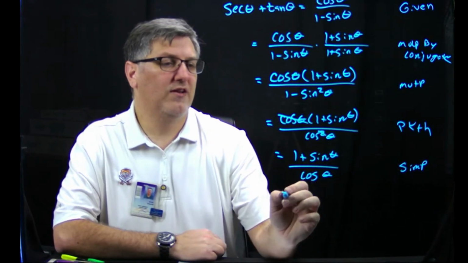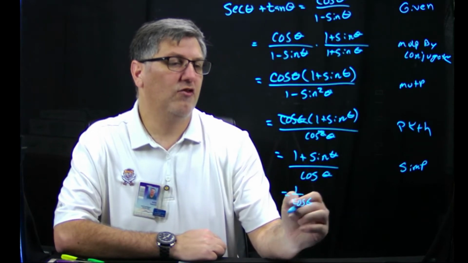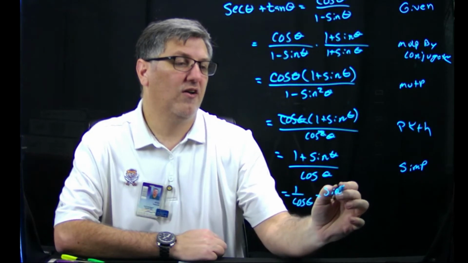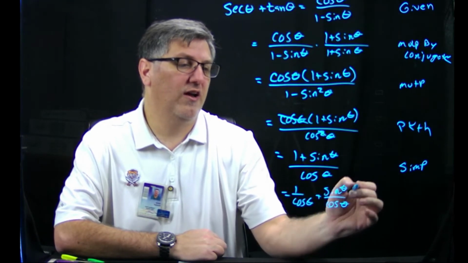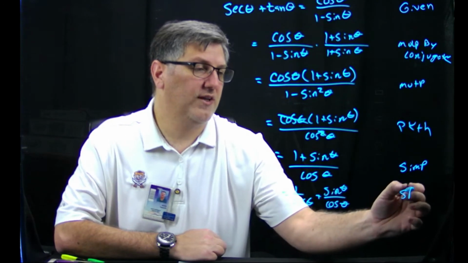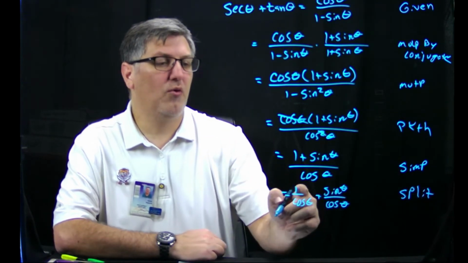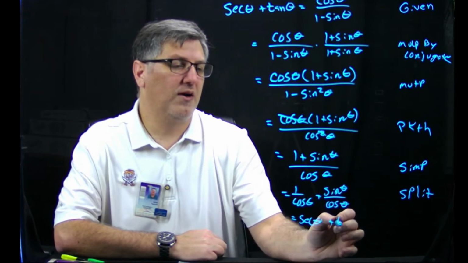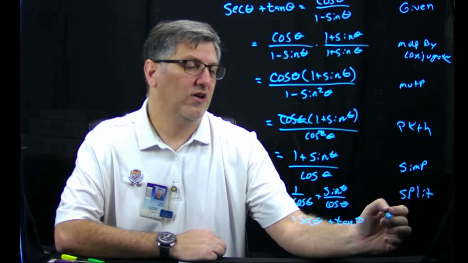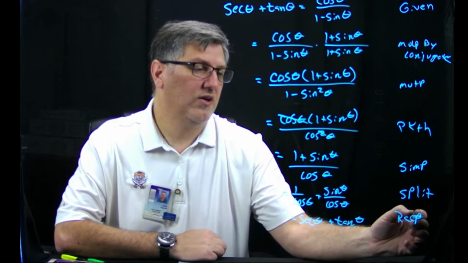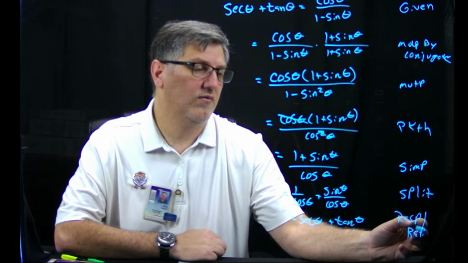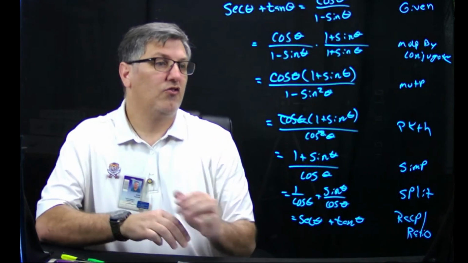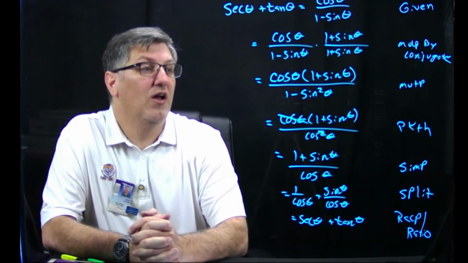From here, I'm going to split this: 1 over cosine theta plus sine theta over cosine theta. The reason why I know to split it is because I have two individual terms here. This is just a split. And at this point, 1 over cosine, well, there's my secant. And sine over cosine, there's my tangent. And this is the reciprocal and the ratio. And voila, nice, simple, straightforward verification.